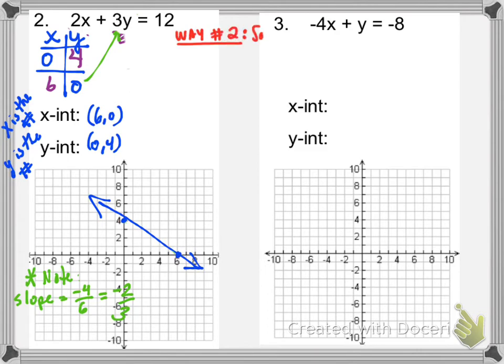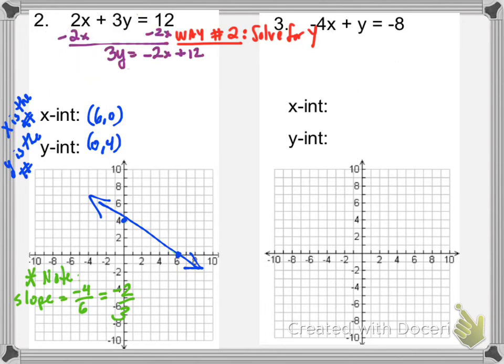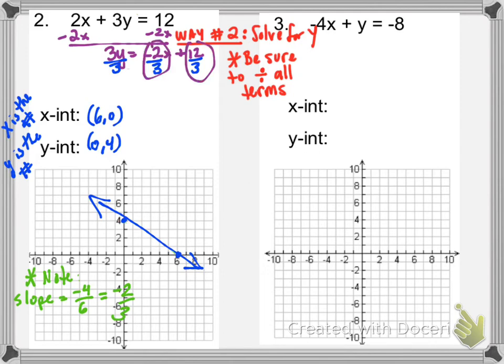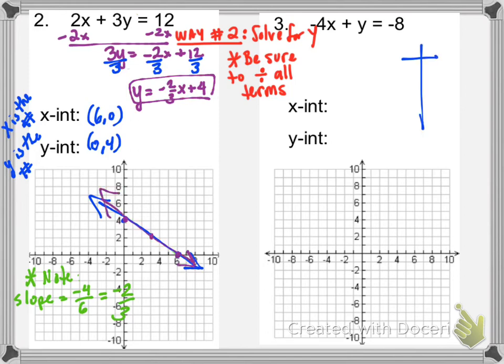Now alternatively, another way to graph, if you're given an equation in standard form, is to get it to y equals. So a second way would just be to solve for y and then plot the slope-intercept equation. So subtract 2x from both sides, divide everything by 3. Be sure that you divide all the terms. A lot of people will forget either this one or this one, so don't be that guy or girl. And that gives us y equals negative 2/3 x plus 4, which we would plot the y-intercept, use the slope, and get the next ones.